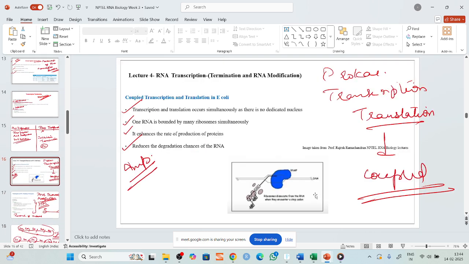Then we talked about coupled transcription and translation in the case of E. coli. That means in the case of prokaryotes, basically, the transcription and translation processes are coupled. So they occur simultaneously because there is no dedicated nucleus. You can see this mRNA is still getting formed and is already bound with so many ribosomes. The mRNA being bound by many ribosomes enhances the rate of protein production and reduces the degradation chances of the RNA also. This is your coupled transcription and translation, which occurs in the case of E. coli.